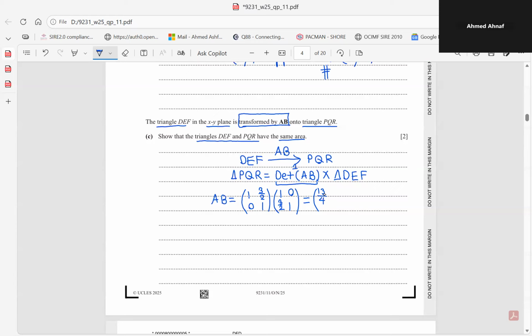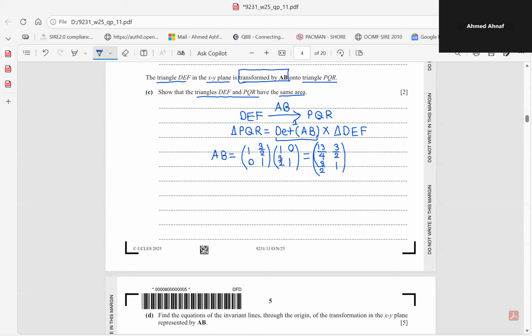Then the first row, second column: 1 times 0 is 0, plus 3 over 2 times 1 is just 3 over 2. Then the second row, first column: 0 times 1 is 0, plus 1 times 3 over 2, just 3 over 2. And then 0 times 0 is 0, 1 times 1 is 1, so just 1. So this is our matrix AB. Now we're going to find the determinant of AB.